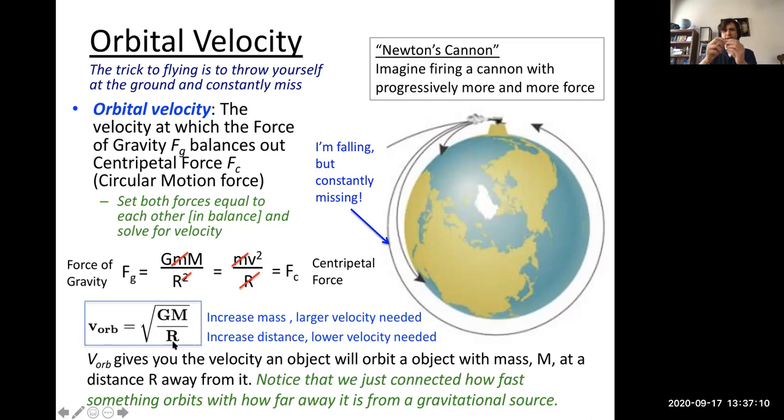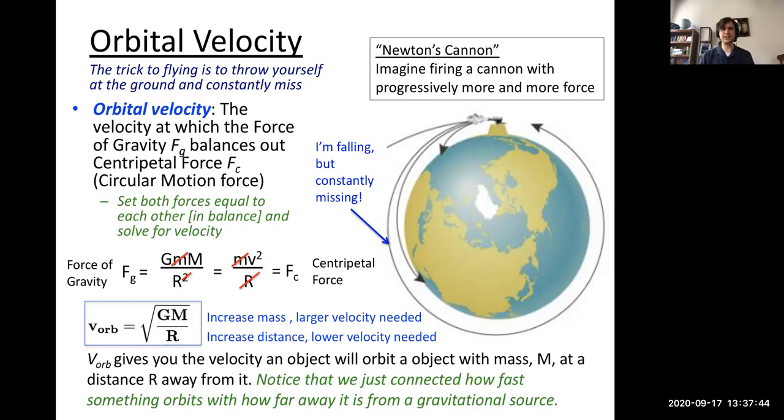Also, as you increase the distance, as you move away from the gravitational source, as r becomes bigger, I'm dividing by a bigger number, my orbital velocity becomes smaller. So the farther away I am from whatever I'm orbiting, the slower my orbital velocity. Oh, Copernicus, you got that right. You just didn't quite understand it yet. Planets farther away from the sun move slower. They orbit slower. Here's the math behind it.